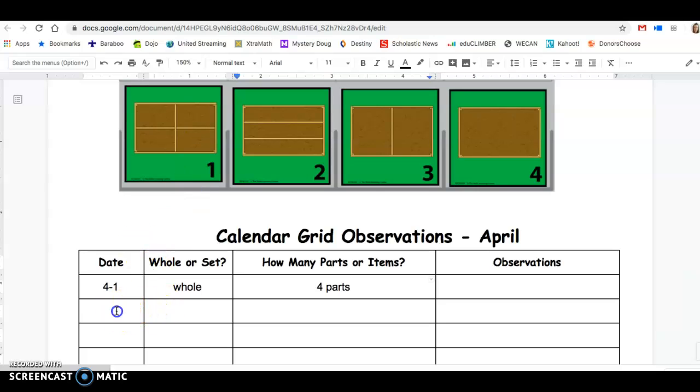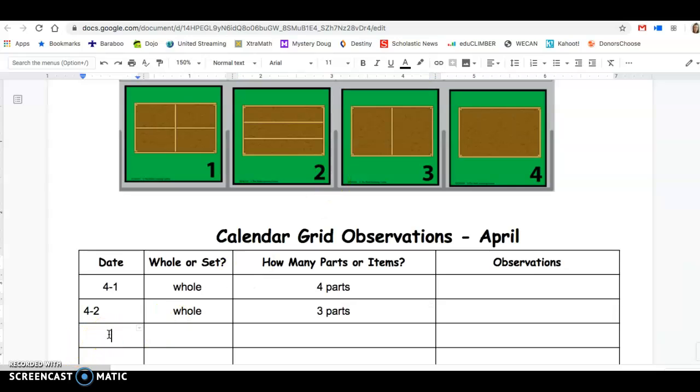Okay, now onto the second calendar marker. The date was 4-2. And it looks like this is also a whole garden bed. So we'll type whole. And let's count how many parts are in this garden bed. We have 1, 2, 3. Do you count 3 parts as well? Good.